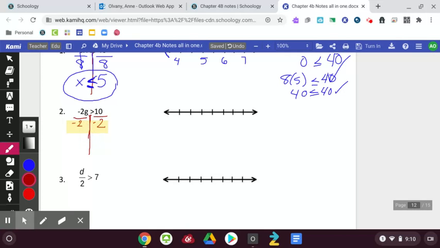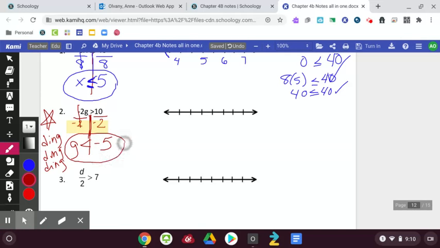It was pointing to the right. Now it's going to point to the left. So I'm going to put a star here with some ringing. Ding, ding, ding! This is a huge signal to me when I hear myself say divide by a negative. That symbol has to flip. Now I'm left with G is less than or equal to negative 5.